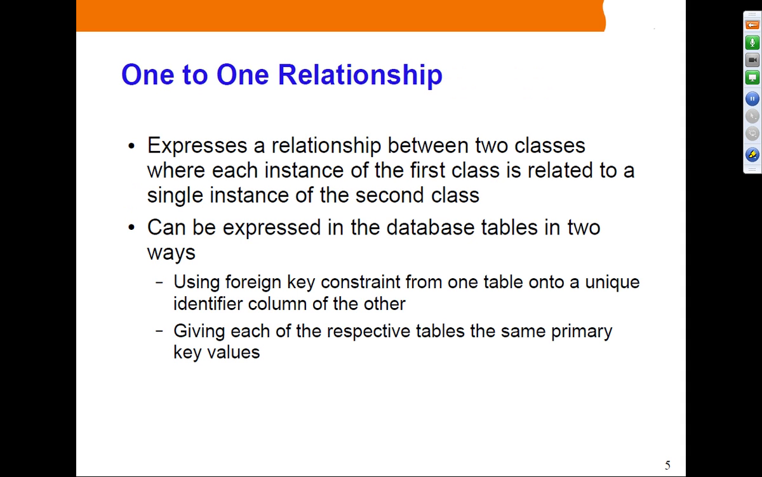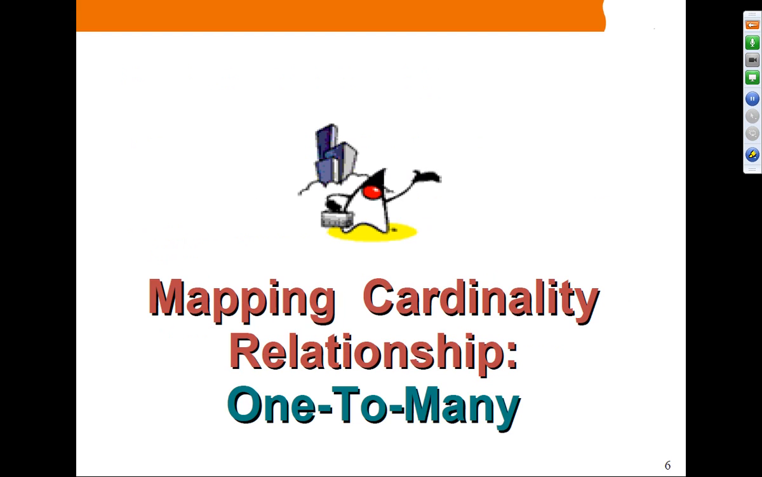One-to-one relationship expresses a relationship between two classes where each instance of the first class is related to a single instance of the second class, meaning there is only one instance of each. When you reflect this one-to-one relationship in database tables, you have two different ways of doing it. One is using a foreign key constraint in one table, reflecting the ID of another table. That's the more common scheme. Another way is using the same primary key values in each of those two tables, but this is rarely used.